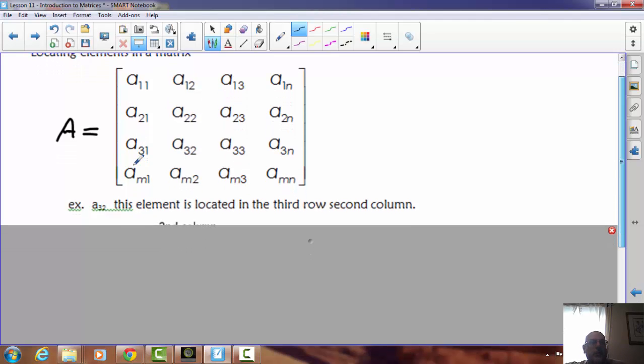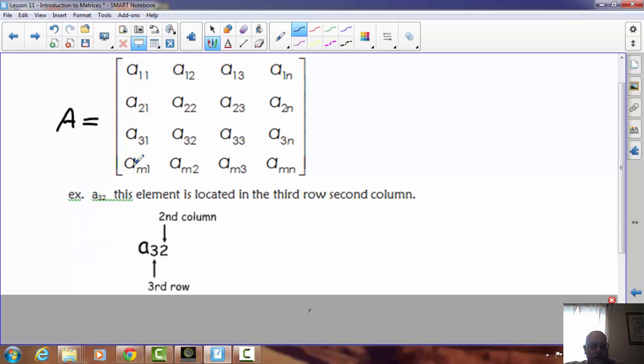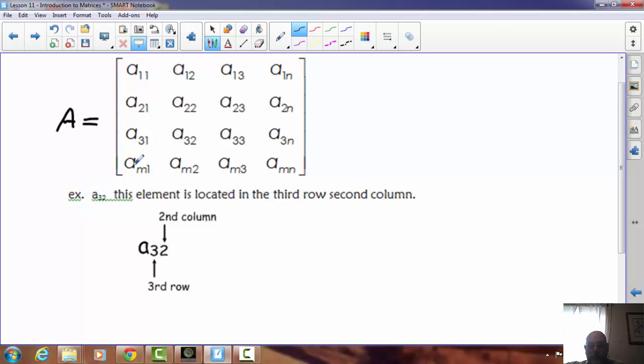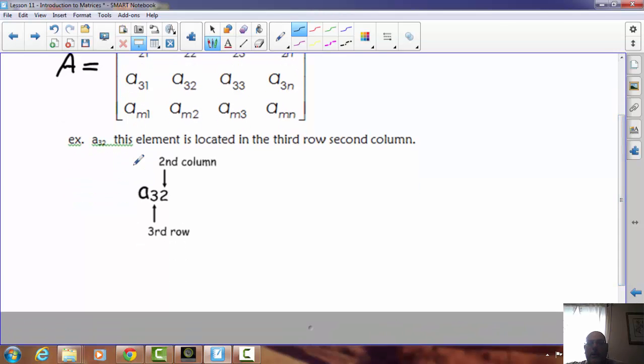So the A32 element is located in the 3rd row, 2nd column right here. Row by column. That's important to remember. Everything that we do with the matrix is row by column.